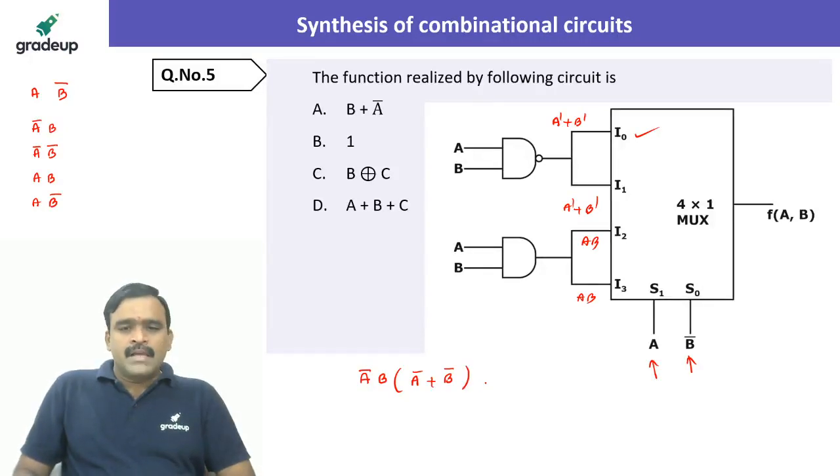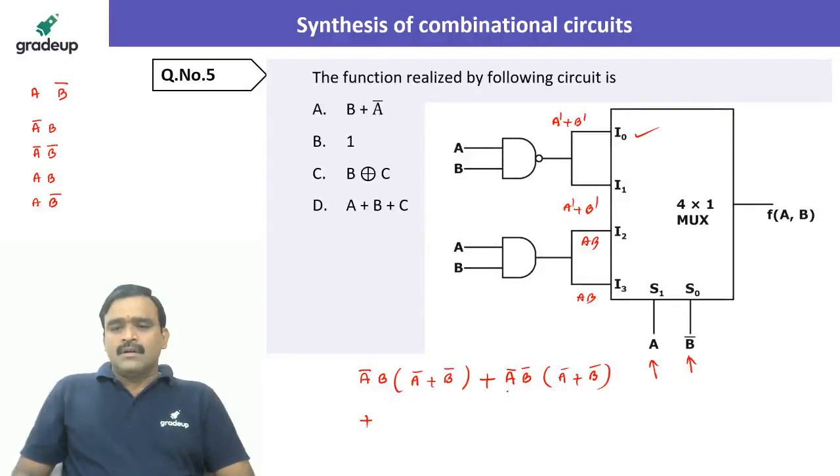Plus 0 1. 0 1 means A bar B bar as it is. So for this also we are getting A bar plus B bar. Plus what else we will get? 1 0. 1 0 means AB, of AB only we are getting. And 1 1 means AB bar, AB bar of AB, because AB is the last one for these two.